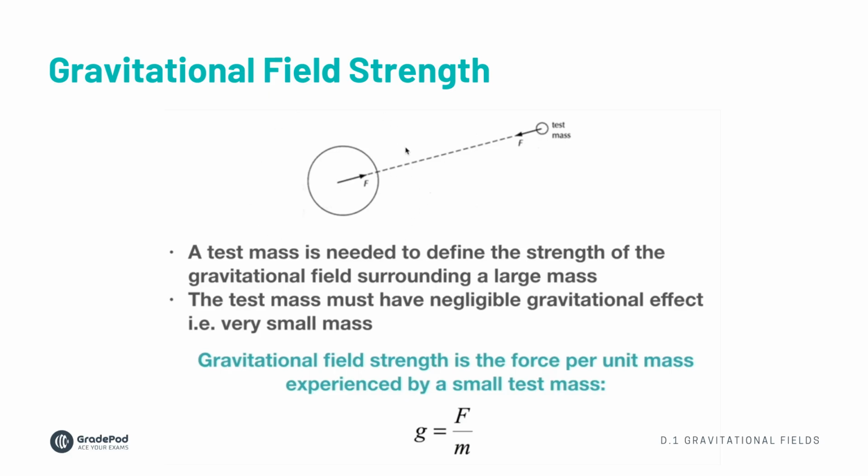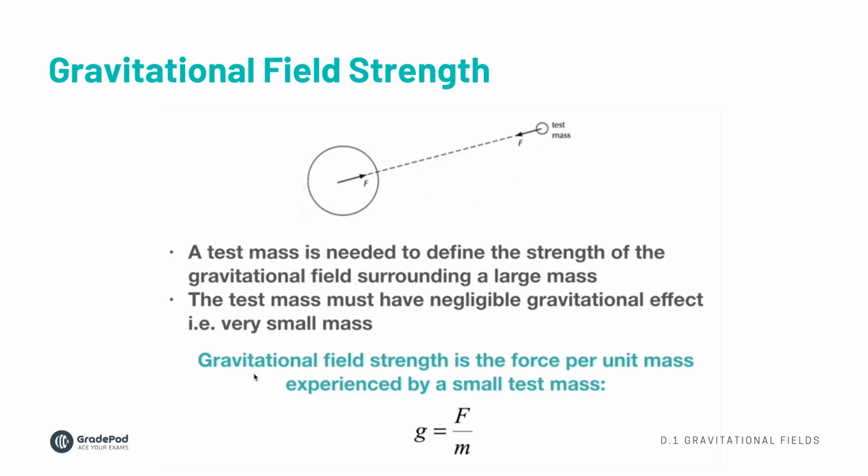And what that means is there's a field, a force field surrounding this large mass. In order for us to measure anything about that field, we use a test mass. And the reason we use a test mass is because the test mass has a small enough mass that it won't have any gravitational force of its own. That means it won't interrupt or interfere with the measurements made surrounding this large mass.